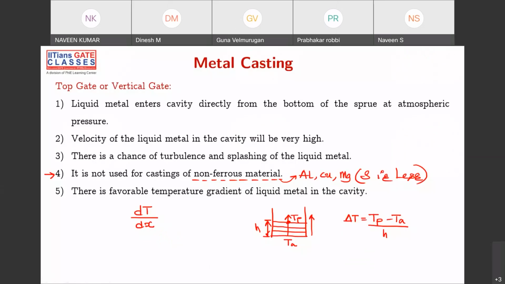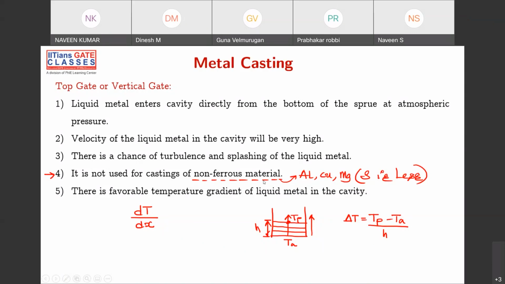We have discussed the design of the sprue, and then we did a little bit of design on the runner, and then we are discussing different gating systems. We had an introduction on top gating, also known as vertical gating, and we have seen that top gating is not used for non-ferrous material.